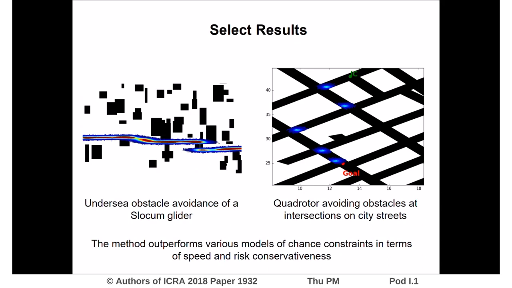Test cases were performed on the Slocum glider AUV and a quadrotor navigating city streets. The method outperformed existing approaches in terms of speed and risk conservativeness.